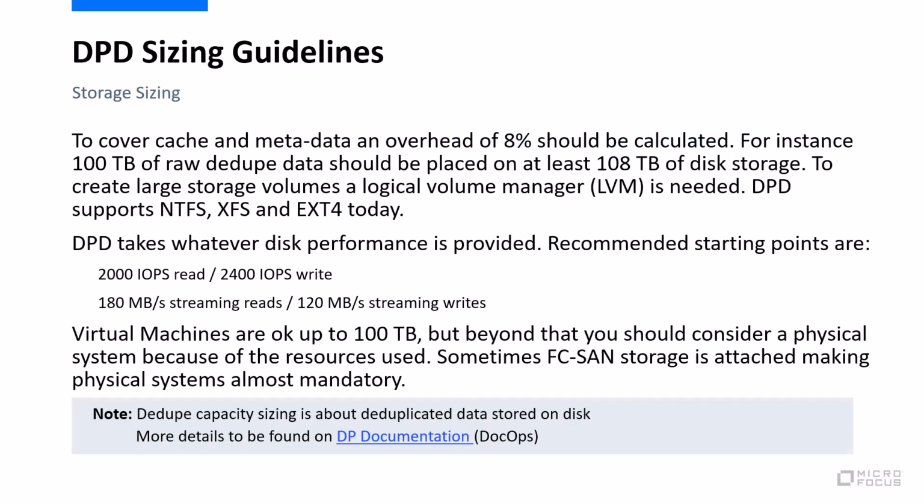You should also look at the storage system that you have sitting underneath. We support a number of different file systems and also platforms. Usually that's Windows and Linux. And you need to calculate for some overhead in terms of storage capacity and also for a minimum of certain IOPS for reads and writes.